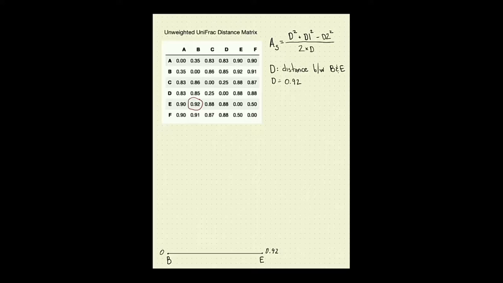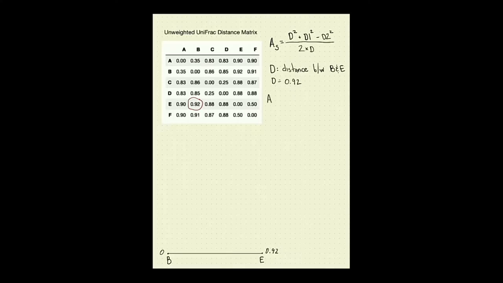Okay, so now we're going to start computing distances from each of the other samples. So for each of the samples that is not yet on this line, we're going to compute the placement of that sample on the line. And so we're going to work through every sample until we have all 6 samples on this line.